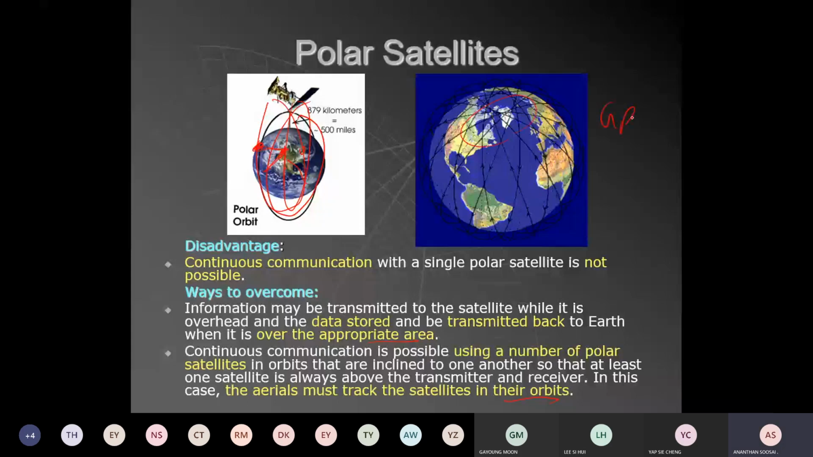So your GPS uses polar orbit satellites. We can't use geostationary. Why? There is a delay of 0.24 second. If you use geostationary for your GPS, by the time it says turn left, you have already passed the junction. So polar orbit is used for GPS.